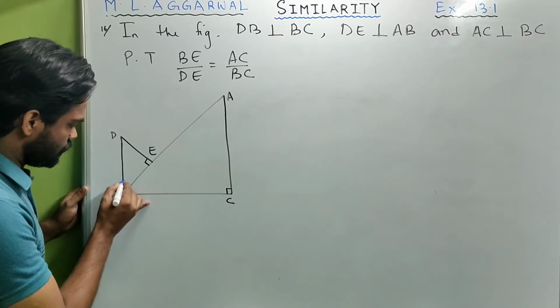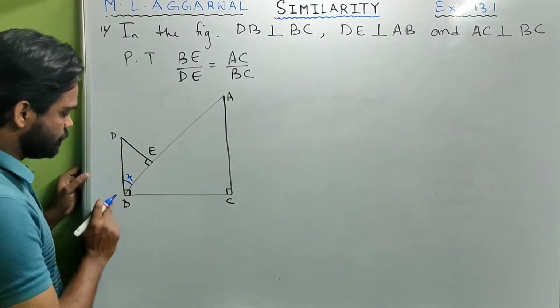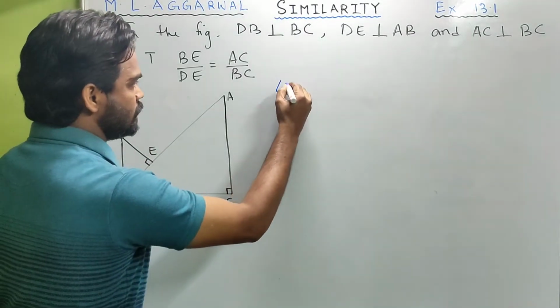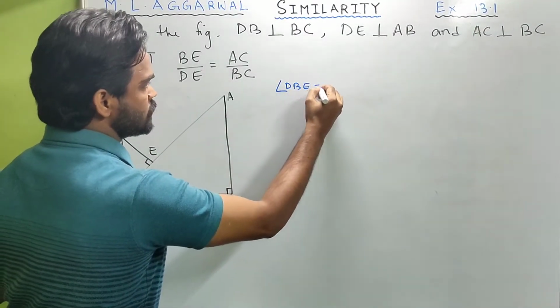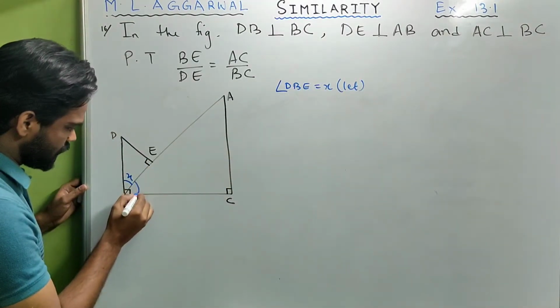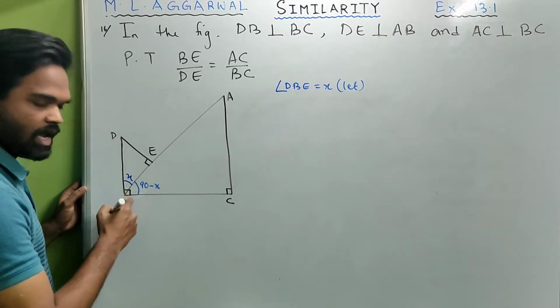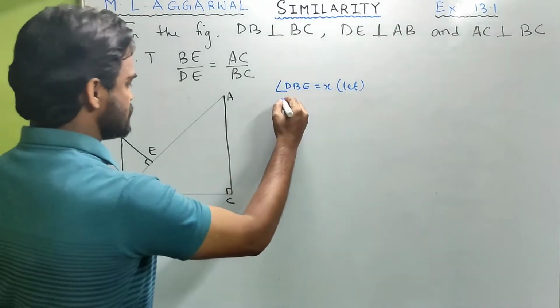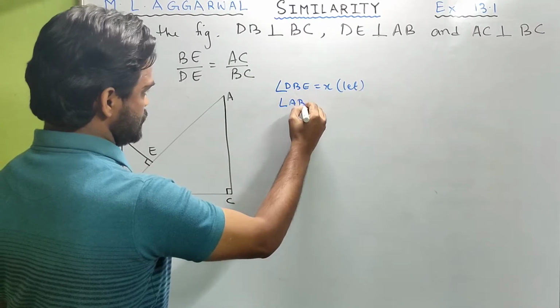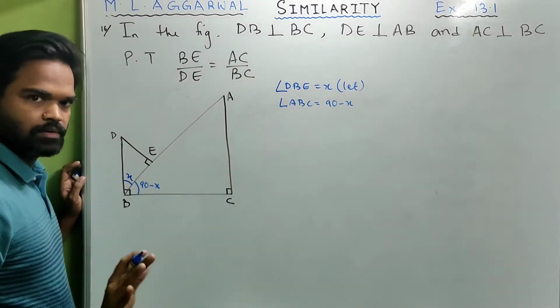Look carefully. What I'll do, I'll take this angle as X. Look, angle DBE is equal to X, suppose. Then this angle is definitely 90 minus X, because the entire angle was 90 degrees, which means angle ABC is 90 minus X. No doubt in that. Okay.